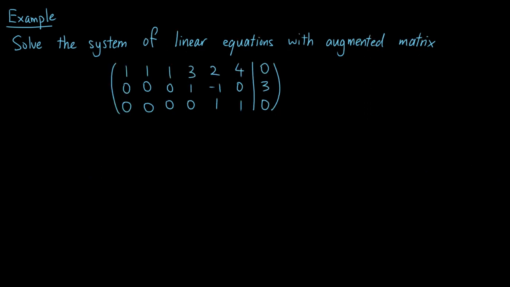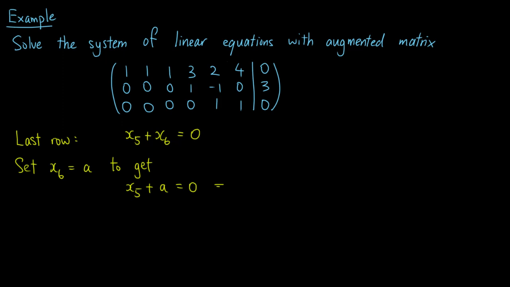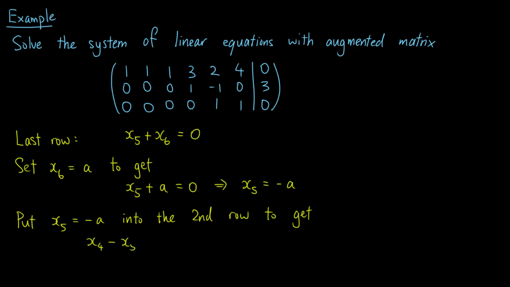Let's look at one more example where the augmented matrix has the same number of equations but more variables. Again, we start from the last row, which means that x5 plus x6 equals 0. So we set x6 equals a to get x5 plus a equals 0, which means that x5 equals negative a. We substitute x5 equals negative a into the second row, which means that x4 minus x5 equals 3. So x4 equals 3 plus x5, which equals 3 minus a.